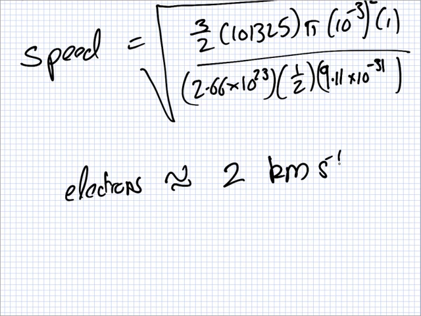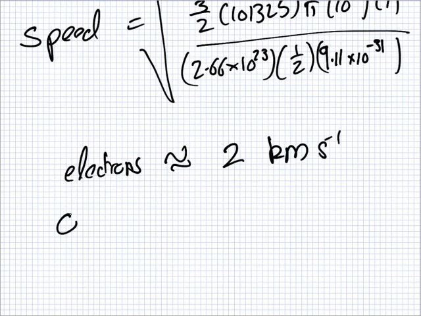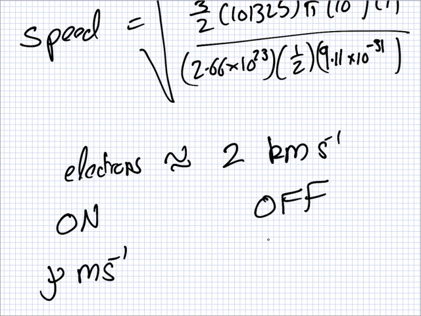The problem is I'm estimating, so maybe I estimated differently last year. But anyways, the difference is clear. When the current is on, the speed is in the scale of micrometers per second, and when the current is off, it's in the scale of kilometers per second. Do you see how different those two scales are?